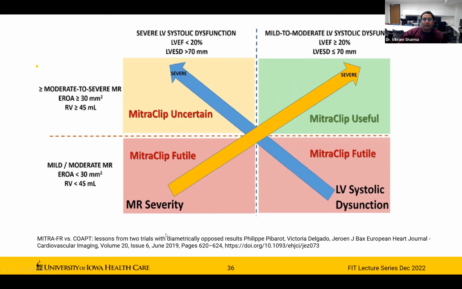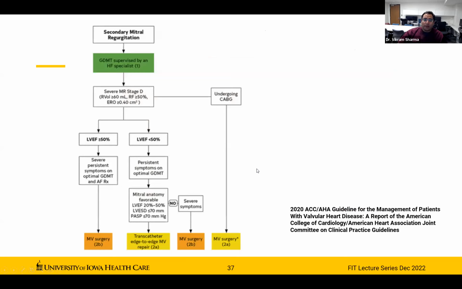Definitely once you have more severe spectrum of LV dysfunction or LV dilatation and more mild to moderate MR, it doesn't really work. So the current guidelines, which are the 2020 ACC-AHA guidelines, recommend that transcatheter edge-to-edge mitral valve repair can be considered in patients who have moderate to severe MR, who have persistent symptoms despite optimal guideline-directed medical therapy, but also mentioned this in patients who have preserved EF but have severe symptoms, or just have symptoms that are not suitable for a transcatheter edge-to-edge repair. Those can be still considered for mitral valve surgery, but that's a 2B recommendation compared to a 2A recommendation.